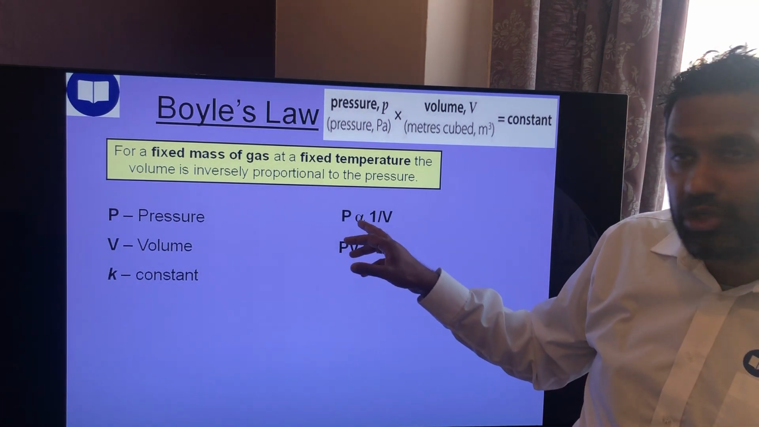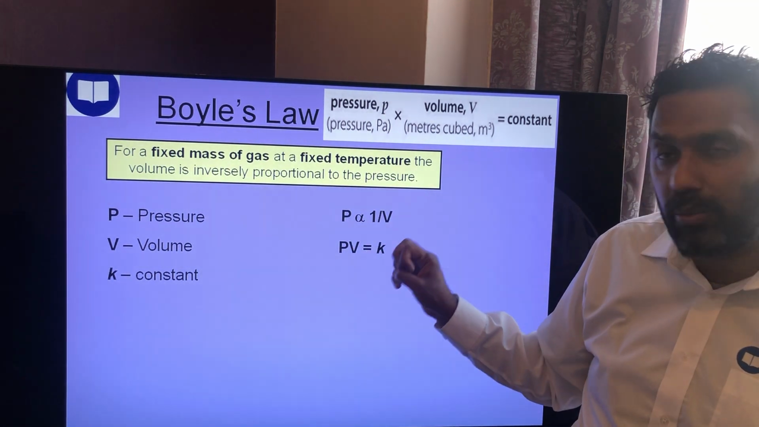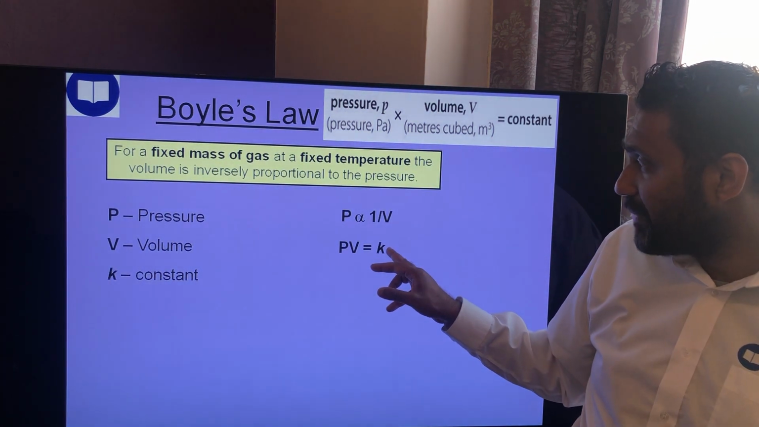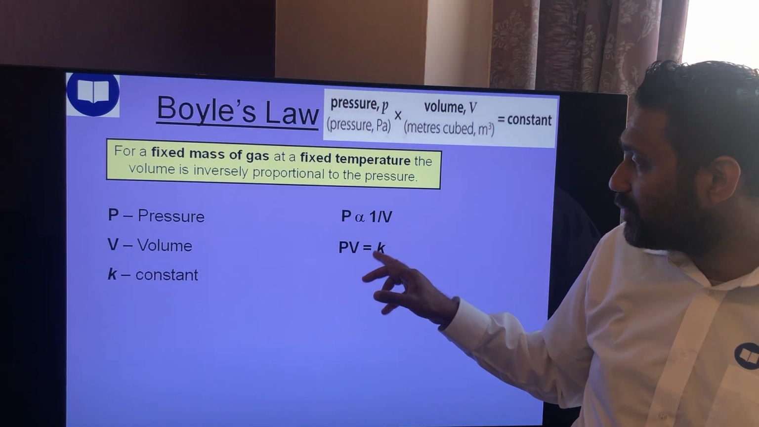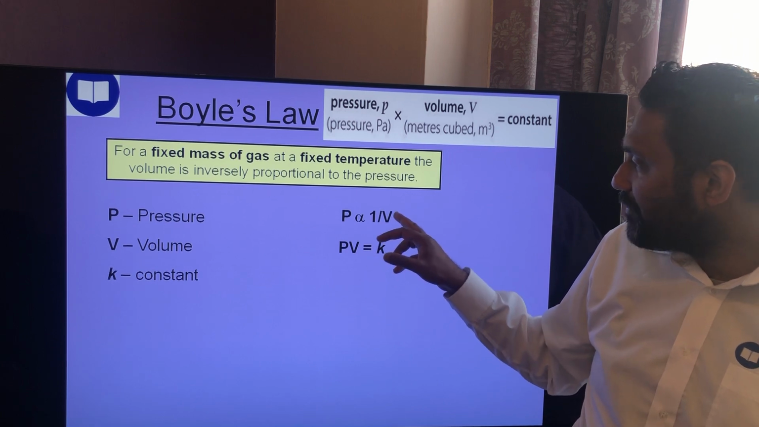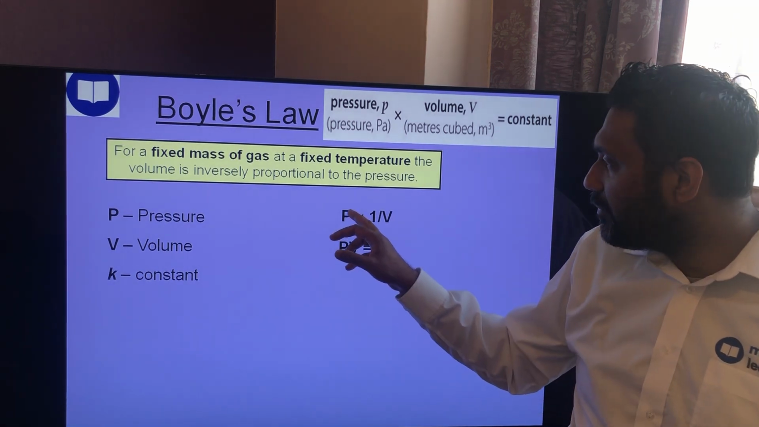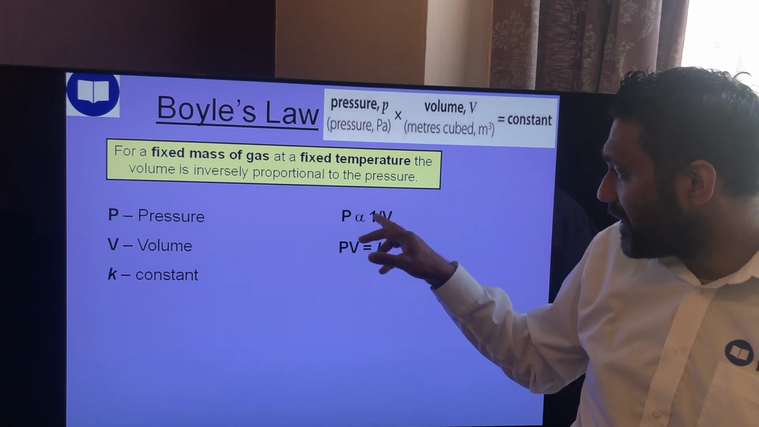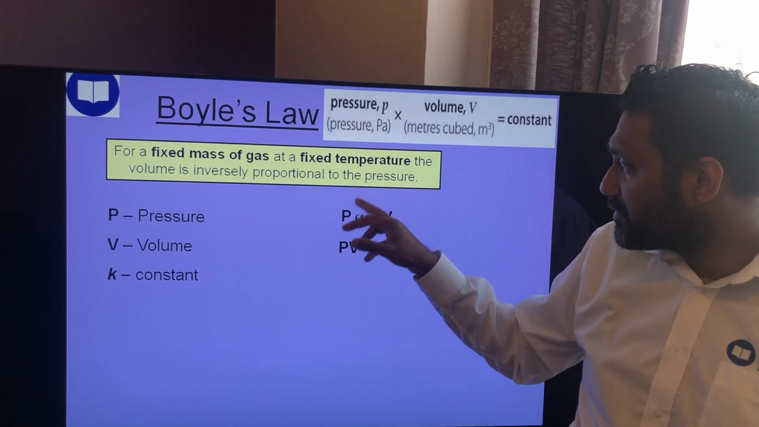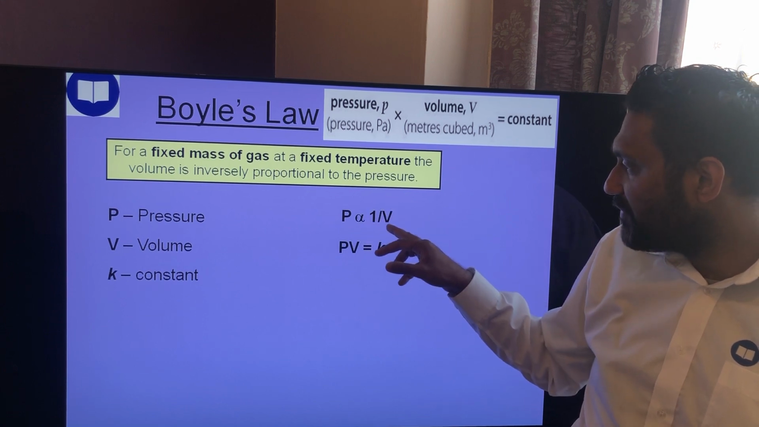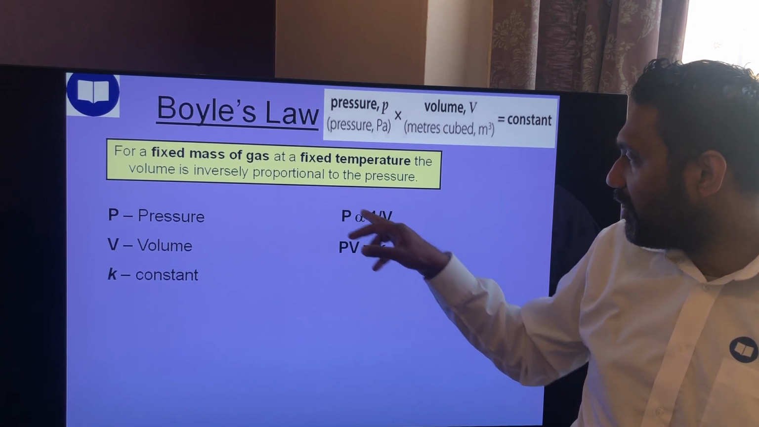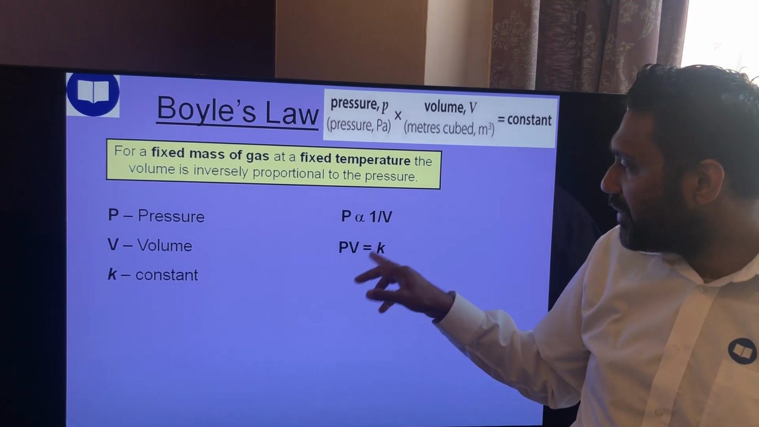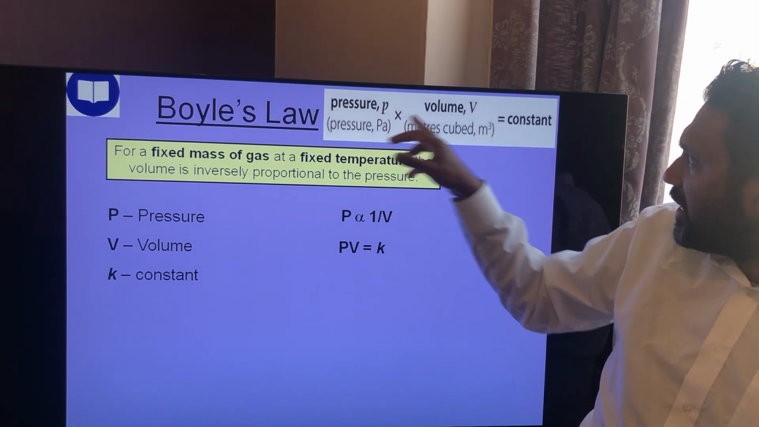To get rid of that proportional sign, to put an equal sign in there, I need what we call a constant of proportionality. I can rearrange that. If I put k there, so that 1 becomes a k, P equals k over V. And to get the V over to that side, I times it by V, that makes it disappear on this side. So PV equals k. So there you go, PV equals k.